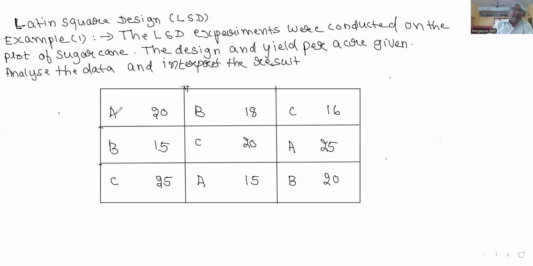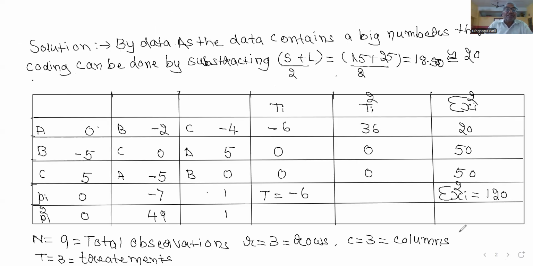Look here, A, B, C and their results are 20, 15, 25. And B, C, A and their results are 18, 20, 15. And C, A, B and their results are 16, 25, 30. Okay, we have to form the table for this.